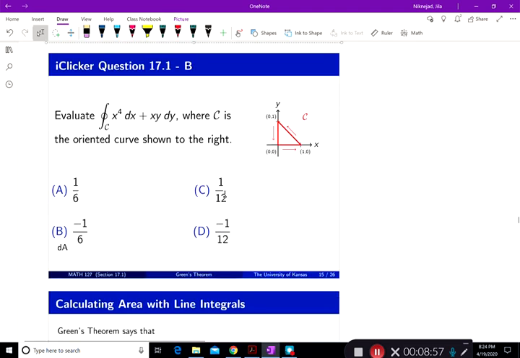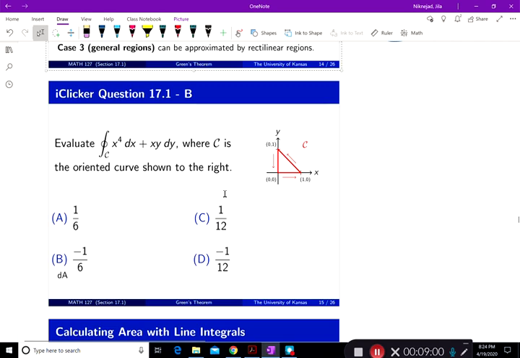Now, I click here. 17.1.b. Evaluate this contour integral where C is the oriented curve shown to the right. So stop and we come back.